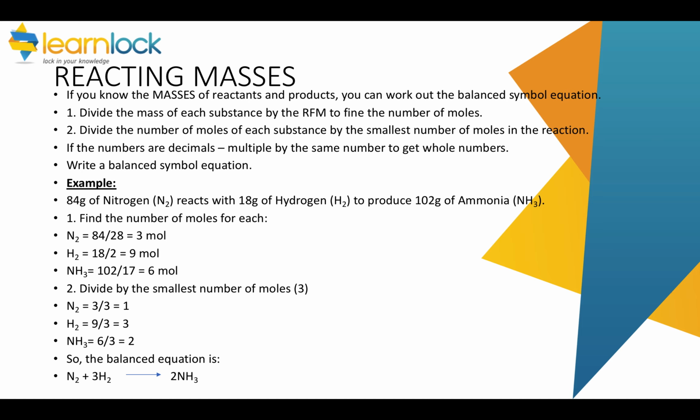Reactant masses. If you know the masses of reactants and products, you can figure out the balanced symbol equation. What you have to do is divide the mass of each substance by the relative formula mass to find the number of moles. Then divide the number of moles by the smallest number of moles in the reaction.